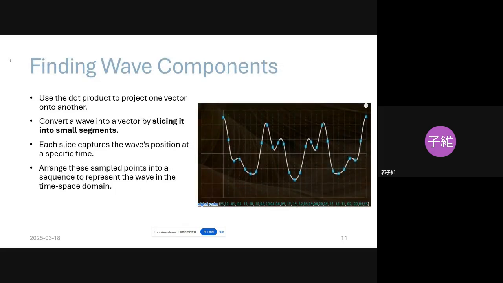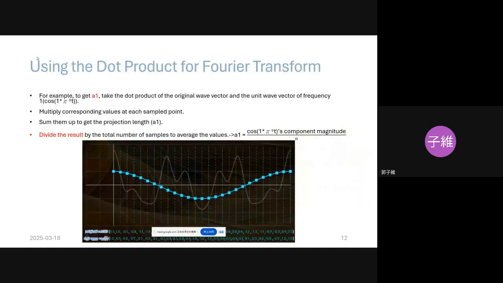So how do we find wave components? The algorithm uses dot products to project one vector onto another. It converts a wave into a vector by slicing it into smaller segments and sampling the y point as in the picture here. And we arrange these sample points into a sequence to represent the wave in the time-space domain.